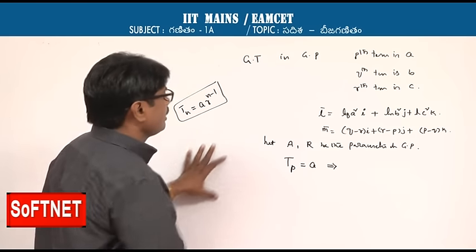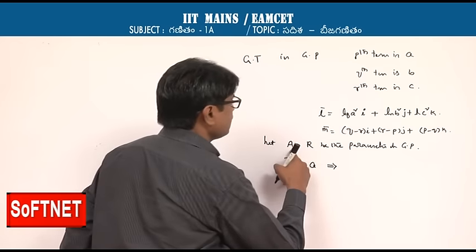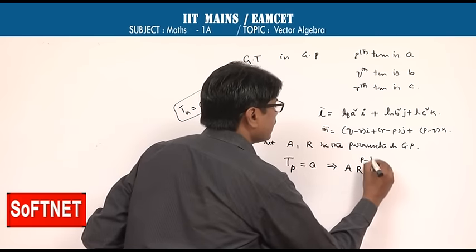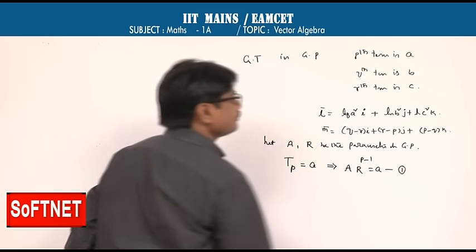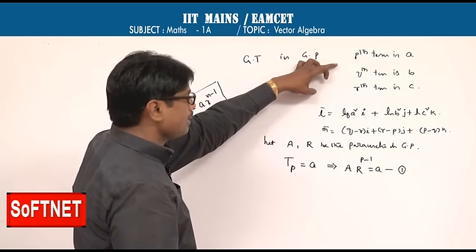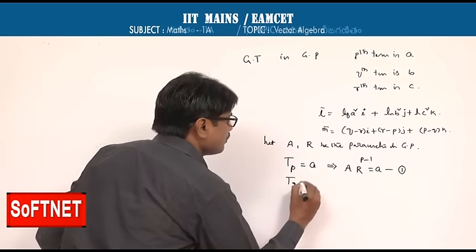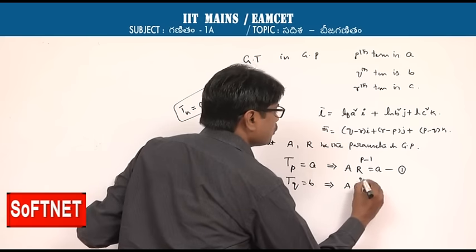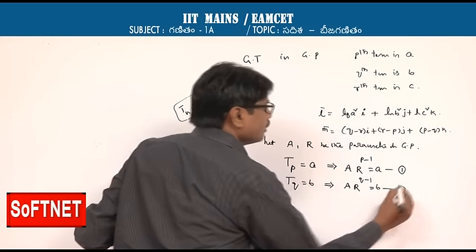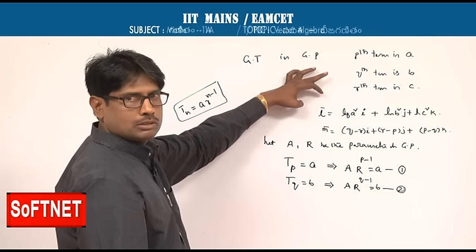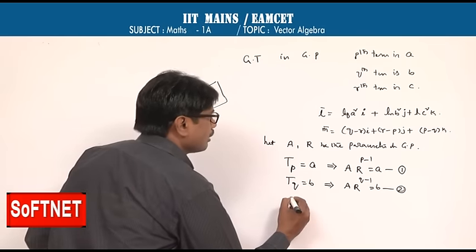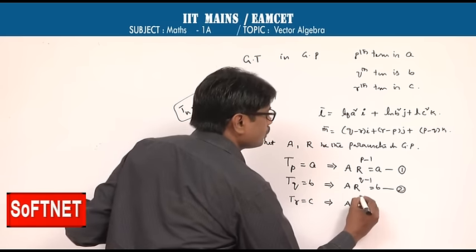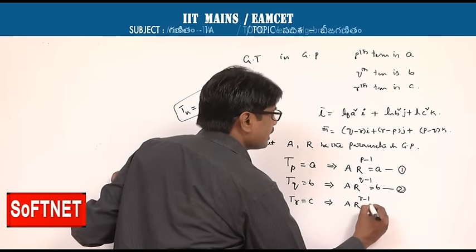geometric progression. ఇక్కడ TP అంటే a, first term we took capital A into r to the power of p minus 1 is equal to a. A is the pth term of GP. అలాగే qth term is equal to b, అంటే that implies a into r to the power of q minus 1 is equal to b, where a, b, c are the positive numbers, and rth term is equal to c, and that is nothing but a into r to the power of small r minus 1 is equal to c.